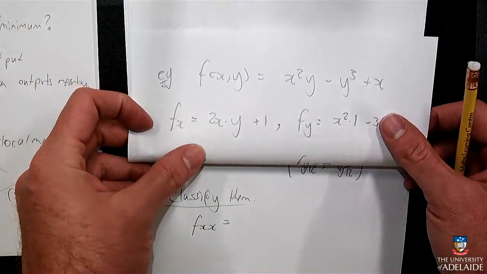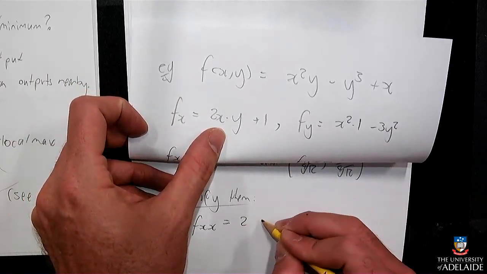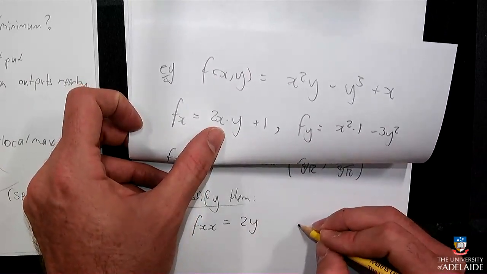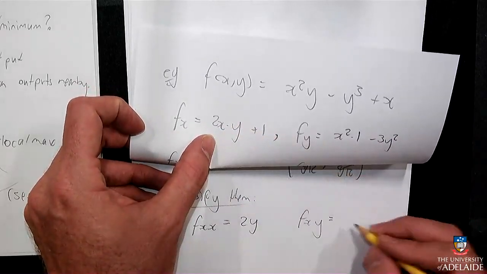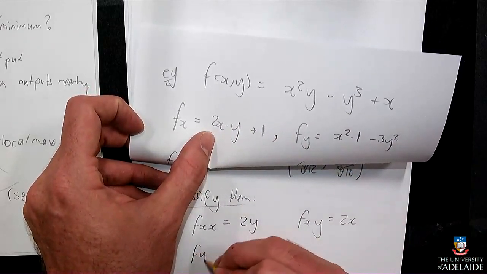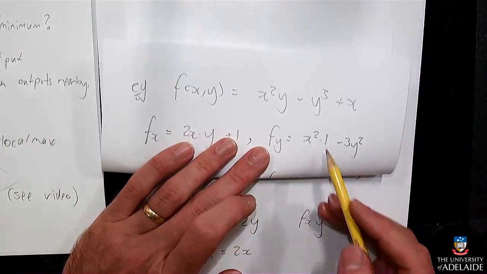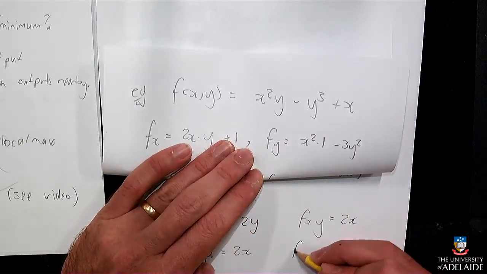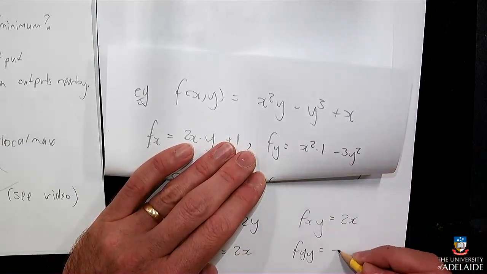So let's see. fx was 2xy plus 1. So if xx, okay, so the 2 and the y count as constants, and the derivative of x is 1, and that constant disappears. Okay, fxy. Now we differentiate this with respect to y, we'll just get a 2x. fyx, well, that'll be the same because it's a nice function, but let's just check if we've done it right. fyx, differentiate this with respect to x, we'll get 2x, and that'll disappear. Yep, that works. And fyy, that disappears because it doesn't have any y's in it, and we get minus 6y.